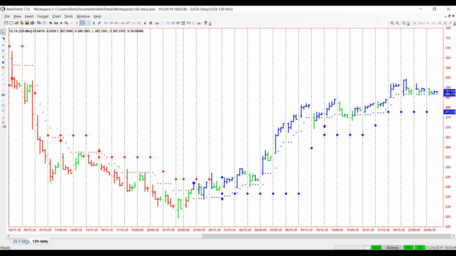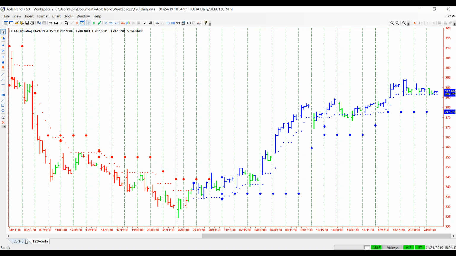This is my favorite: 120-minute and a daily, which is a 2-hour and a daily. Well, a daily is 6.5 hours. Remember, this is for stocks only. Stocks, indices, ETFs, but the stock market only, which is only open 6.5 hours a day. So that's why we use a 2-hour and a 6.5 hour, because we like about a 3-to-1 ratio as far as the two time frames together. So we use a 120 and a daily, and on the daily chart we use AbleTrend 3.